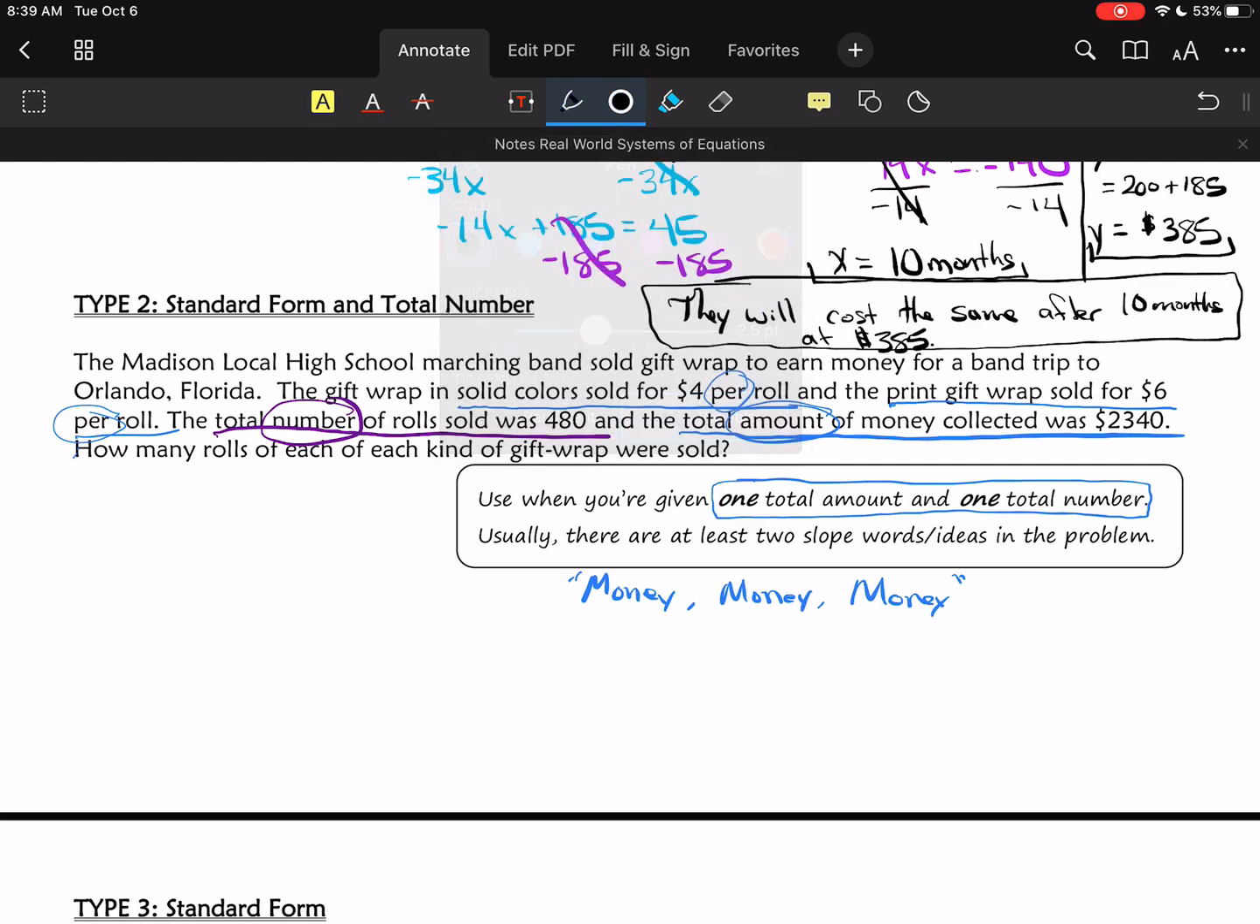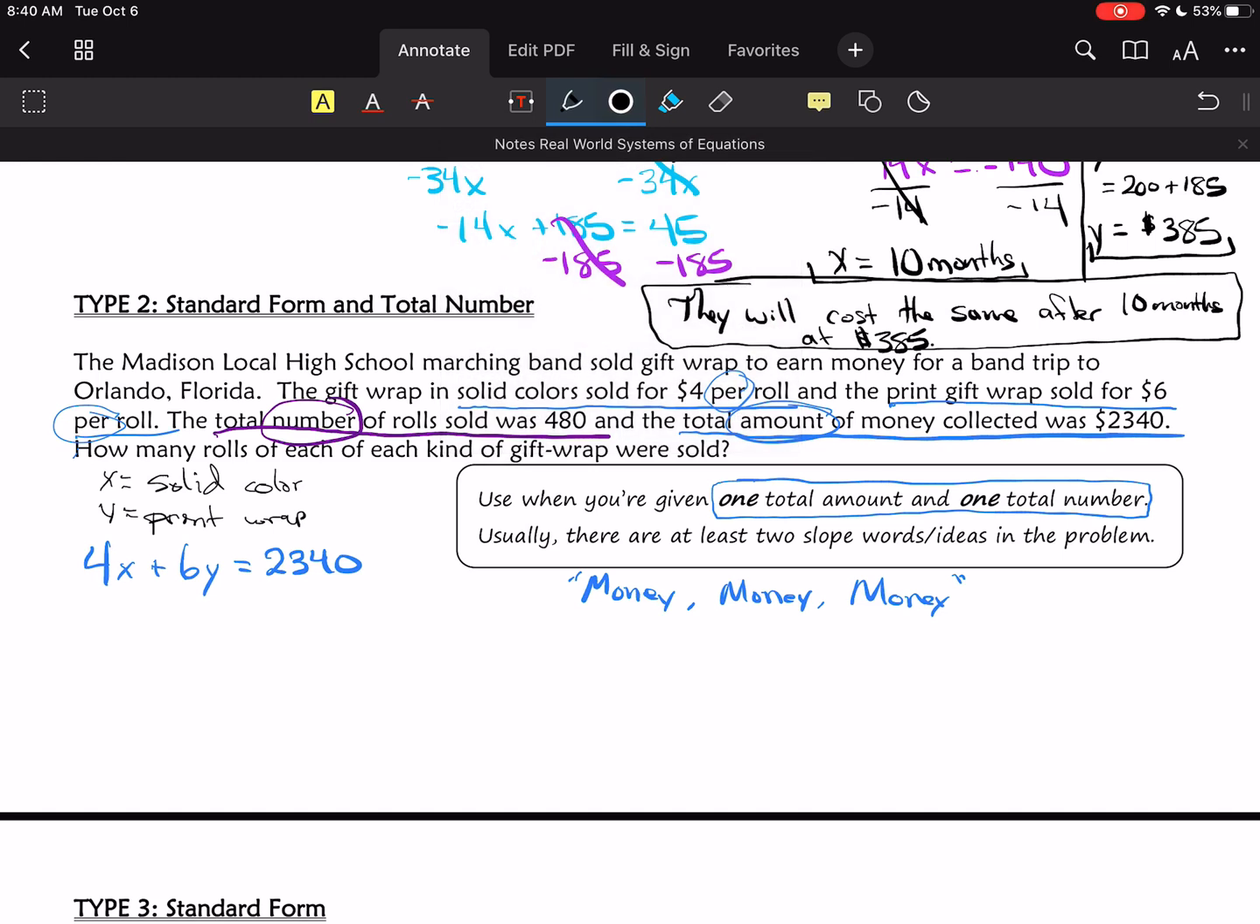So before we start, let's establish what x and y equal. So x is going to be the solid color gift wrap, right? And y is going to be the printed. Okay. So setting up that first equation, money, money, money. So we have $4 per solid color, $6 per print wrap, for a total of $2,340. So again, I have my money all in the same problem.